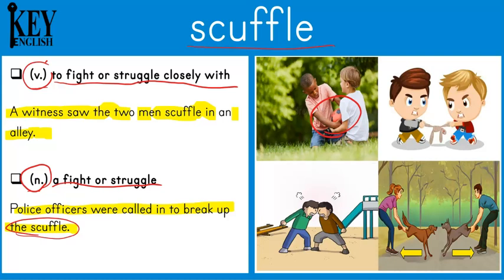And here in this picture, there are some dogs that are scuffling. I can say the two dogs scuffled before being separated. So they were fighting and then their owners came and separated them to end the scuffle. You could also say something like, teachers stopped the scuffle quickly.